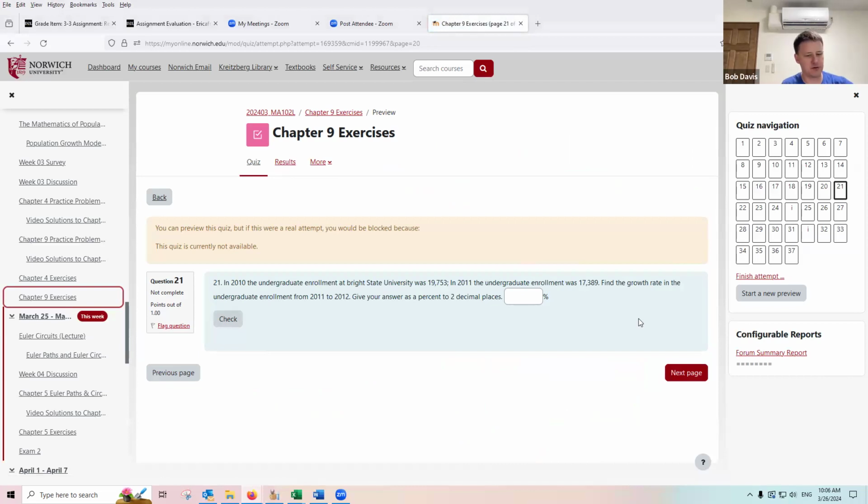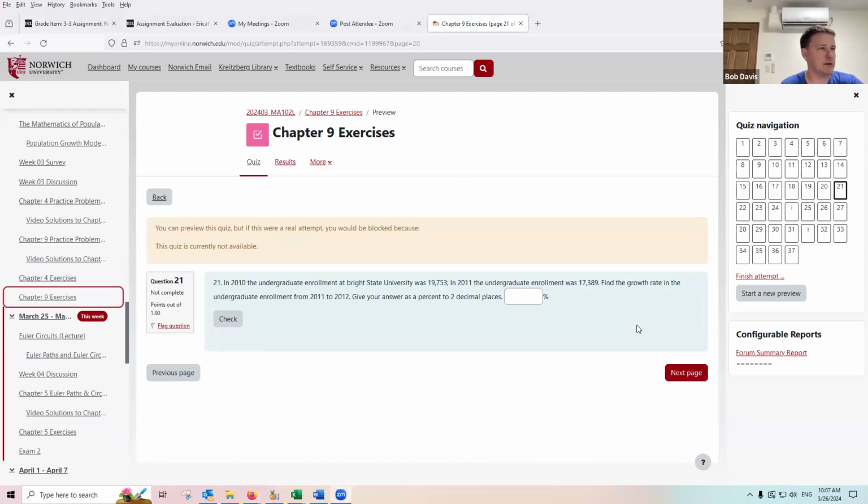Do you mind if I try this one real quick? Oh, go ahead. I was just going to say, this one might be an example of a negative growth rate, but just plug into the formula and see what you come up with.